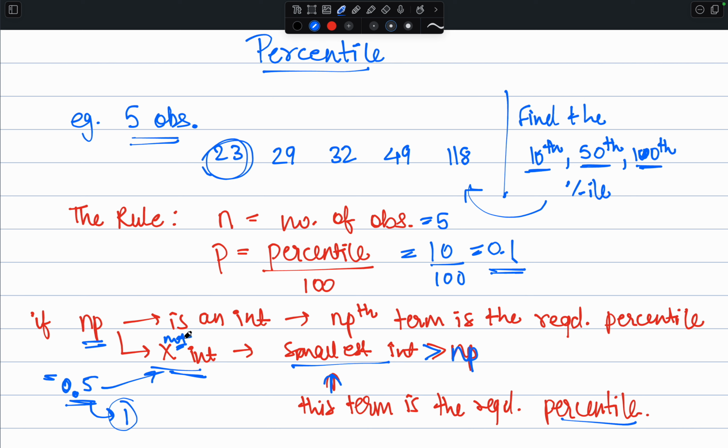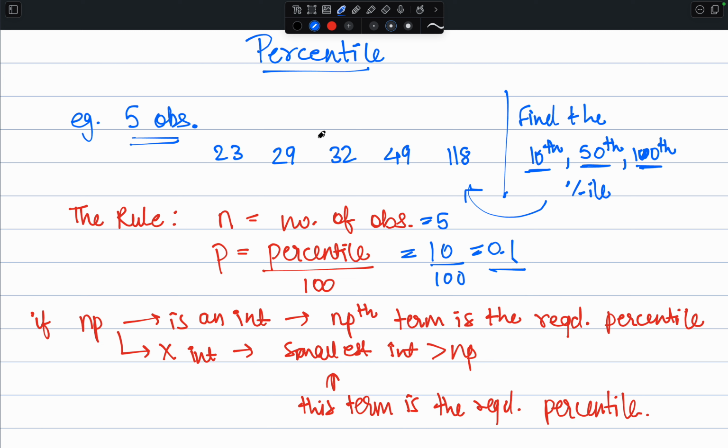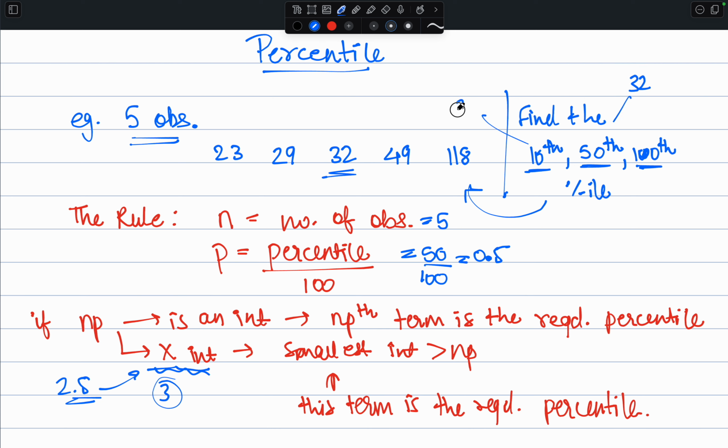Similarly, let's solve for the 50th percentile and the 100th percentile using this formula. Let's go back a few steps so that we can start afresh. Here we have our 50th percentile, so that would be 0.5, 1 by 2. And 0.5 times 5 would be 2.5. Again we have the same case, so it would be 3, the third term. So this would be the 50th percentile. This is 32, this is 23.